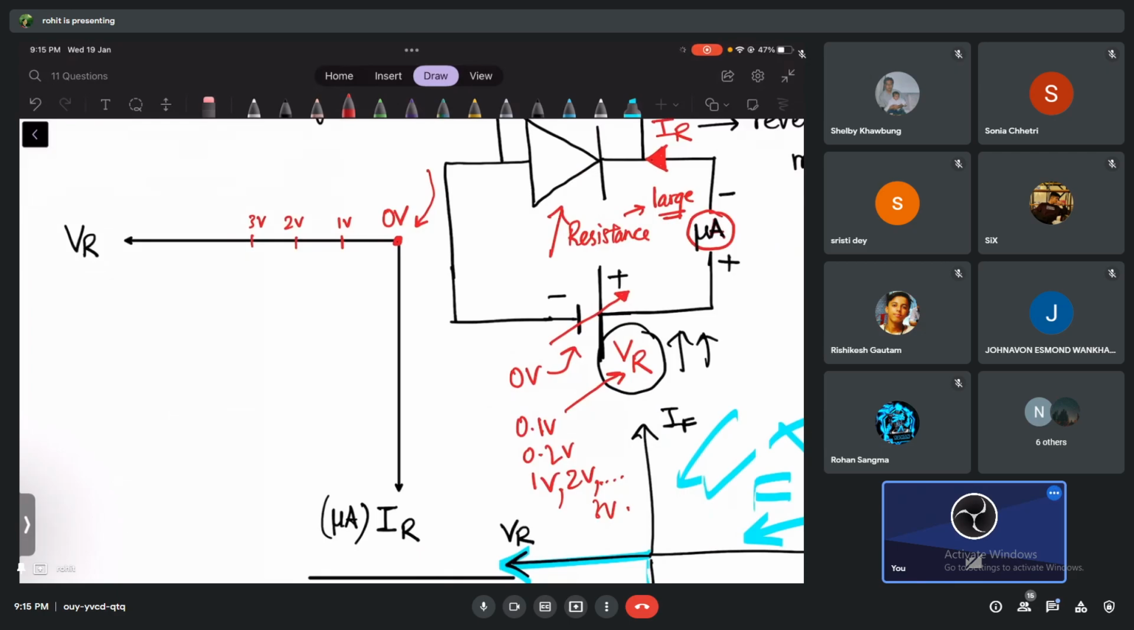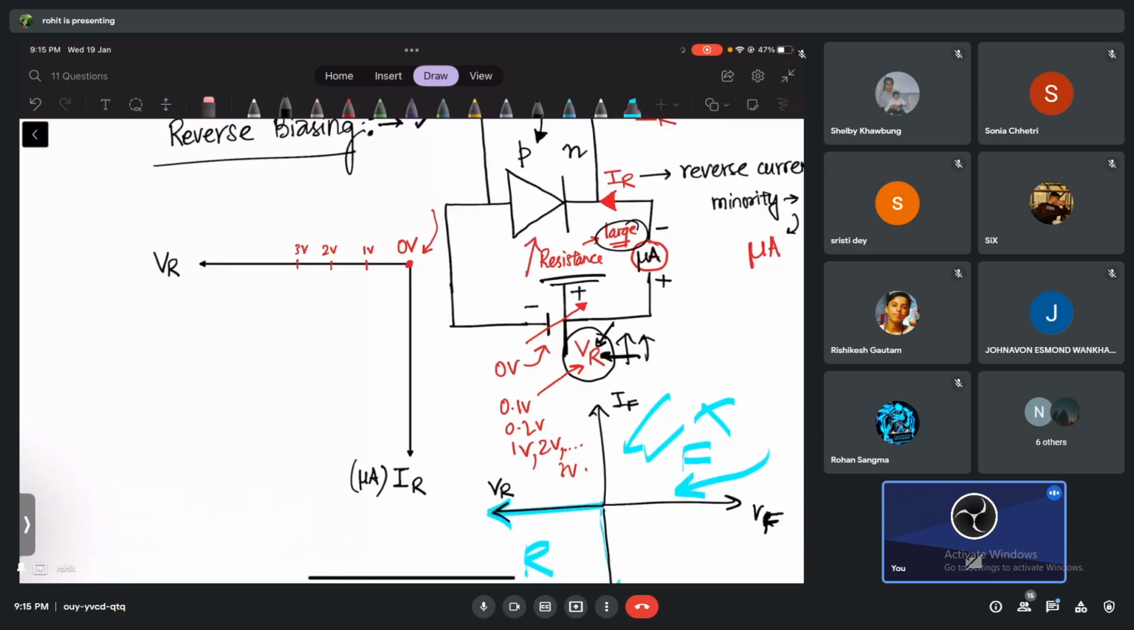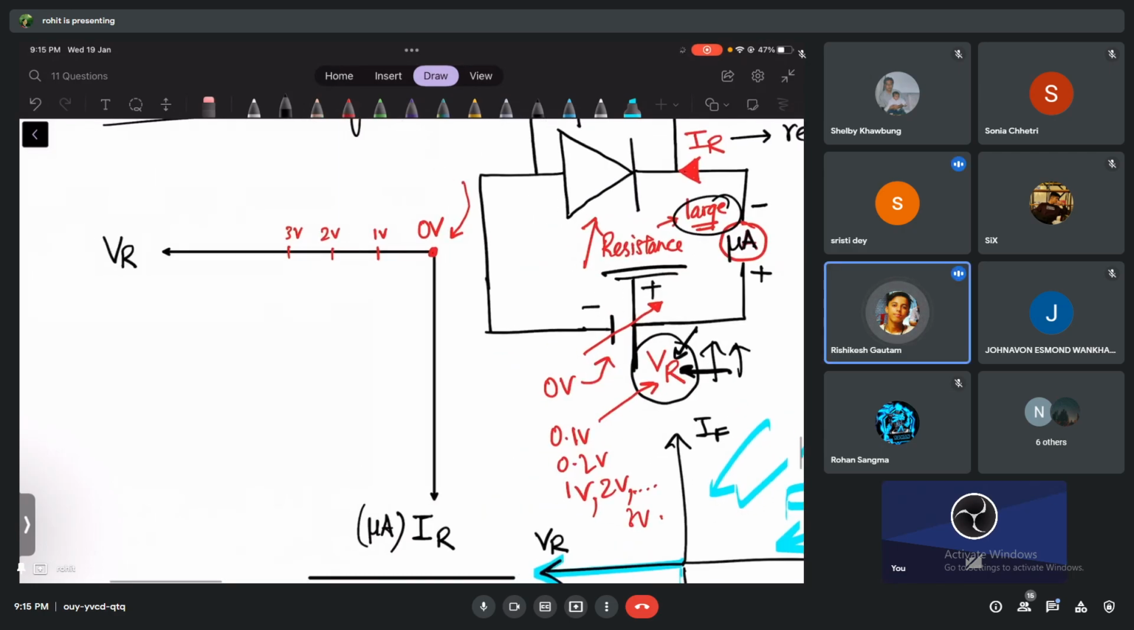Large current or small current? Very small current. Two reasons why small current. Because the resistance is very, very large, and the charges which are crossing are minority charges, not majority charges. That's why the current is going to be very, very low. See, the graph is not rising. If rising, it means going down here. So the graph is rising or not rising very fast?